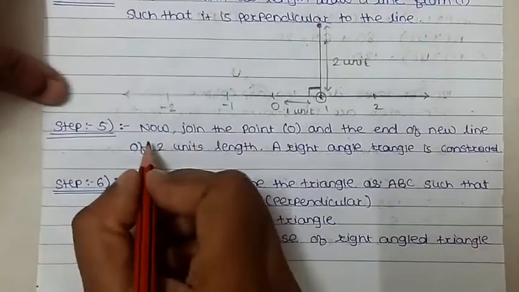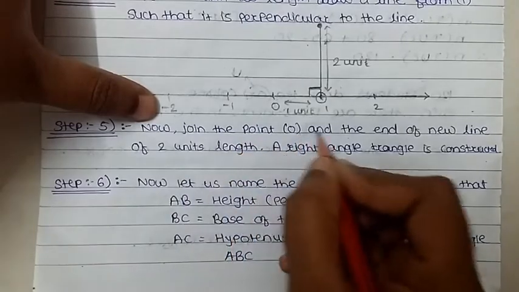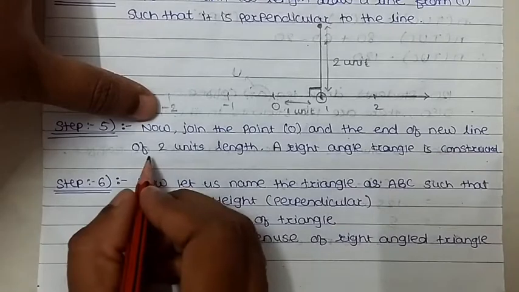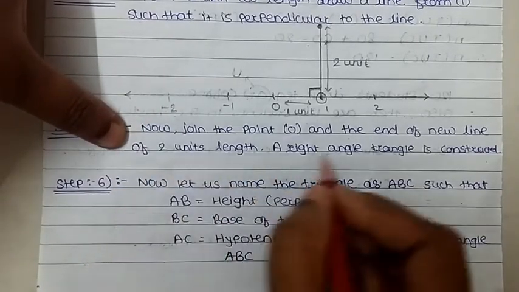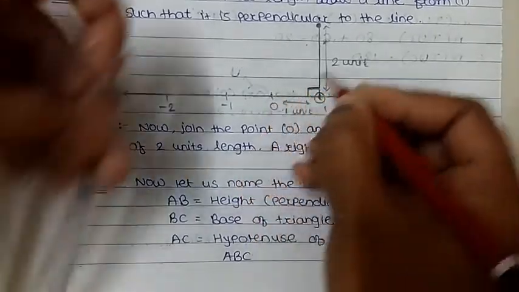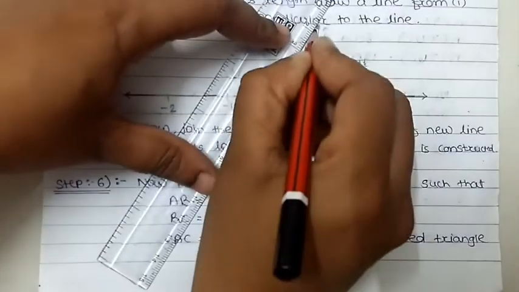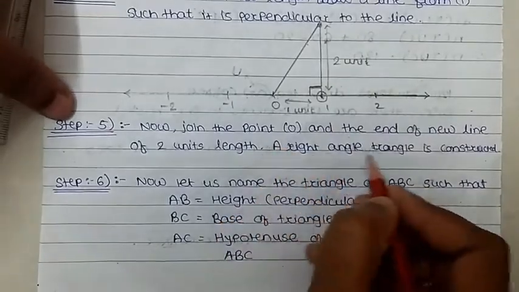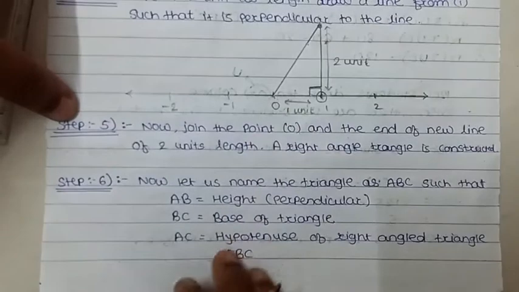Next, step number 5. Now join the point O and the end of the new line of 2 units length. That means you have to join the point 0 to the new line formed here, like this. Clear? A right angle triangle is constructed here.